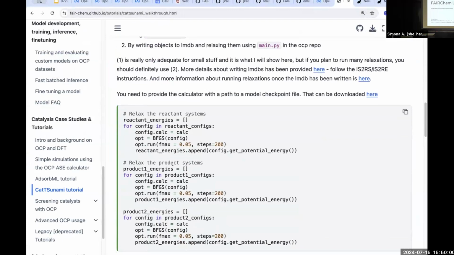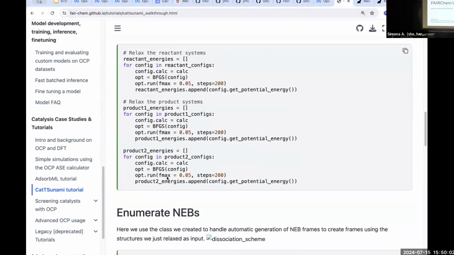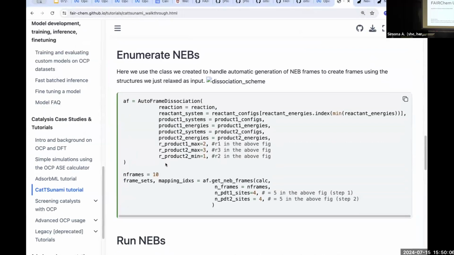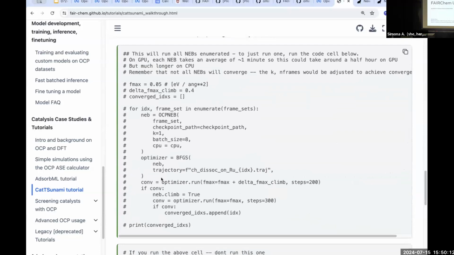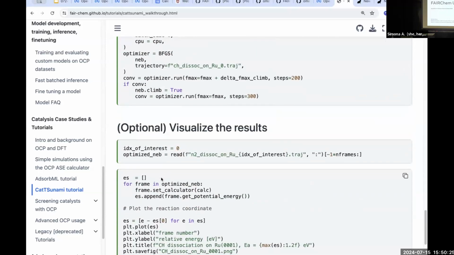For every one of these, you basically just run local optimizations. You enumerate all of the different ways that you can go between those states. And then you run little GPU accelerated relaxations. If you run this on your code space, it's going to take a while. I think it's about an hour and a half if you run this example start to finish. If you have a GPU, this runs way faster. And at the end, you can get a result that's pretty close to what you would have gotten if you were just doing CH association by hand.